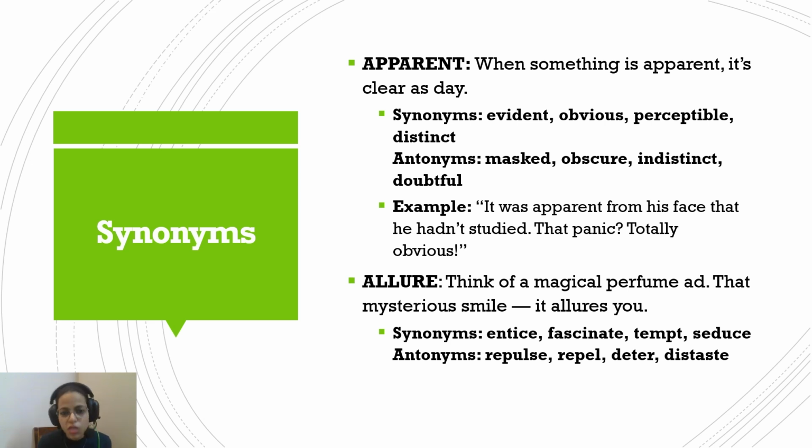Now, what are the antonyms, the words opposite in meaning to the word apparent? Masked. Of course, something behind a mask is hidden, so it is not clear. Obscure. Indistinct. If distinct is apparent, then indistinct is clearly an antonym. And doubtful. Again, something doubtful is not clear, and hence it's an antonym.